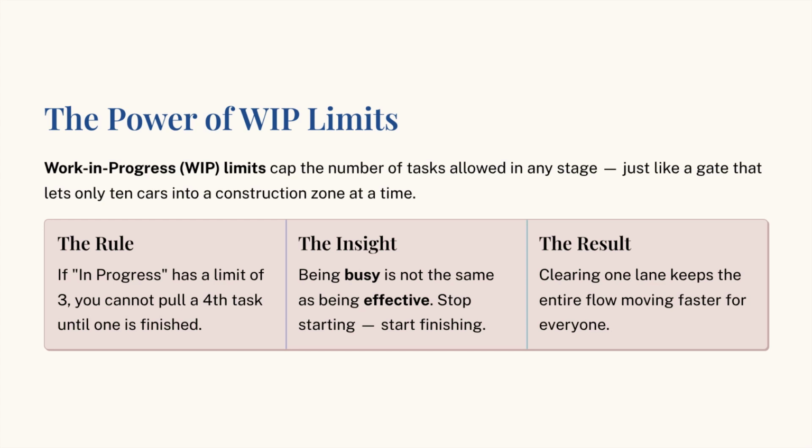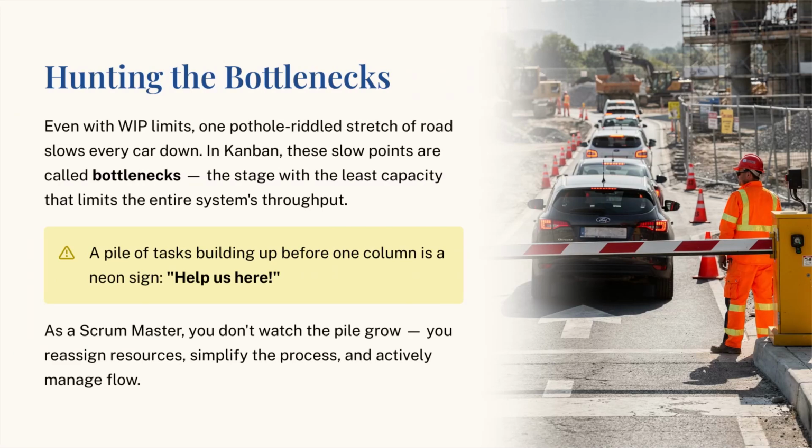Well, that brings us right into our next step, which is the concept of managing flow and finding bottlenecks. Let's go back to our highway. Even with a gate, what if there is one specific part of the road that is riddled with potholes? The cars will still slow down no matter how few are on the road. In Kanban, we call these slow points bottlenecks. Technically, this is the stage in your process that has the least capacity, which limits the entire system's throughput. Put simply, it is the place where the work always gets stuck.